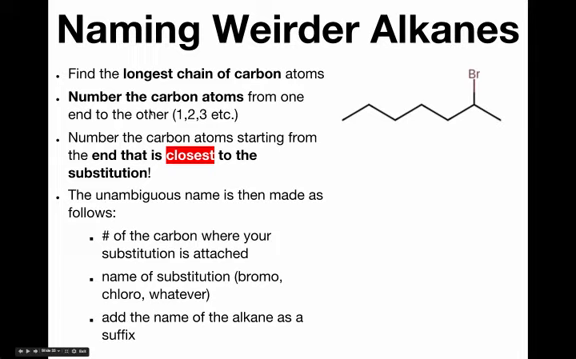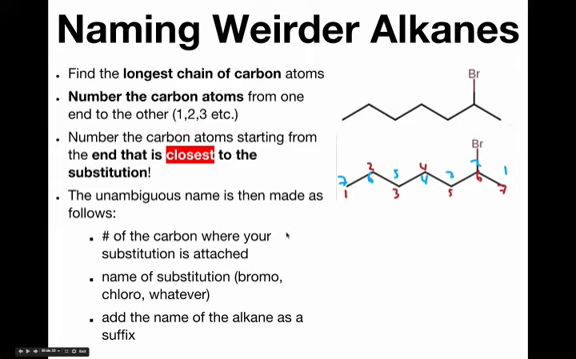And then the rules are to number the carbon atoms from one end to the other, and number them starting from the end that's closest to the substitution. So if you look here, I basically put this bromine over near the right edge. So in this case, we don't number the carbon atoms from left to right. We don't call the carbon at this end carbon number 1. We actually have to number using the blue numbers in this case, because this end here is closest to the substitution. So this is carbon 1, this is carbon 2 in this case, and our bromine is attached to carbon number 2.